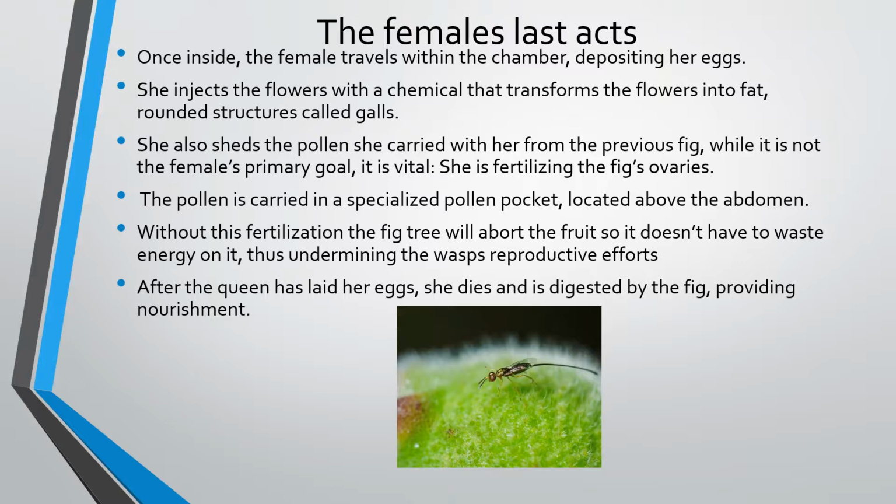Once she's in there, it is a little more technical than she just goes in and lays her eggs. Once she gets into the chamber, she ejects the flower with a chemical that transforms the flower into the fat structure called the gall. She also sheds the pollen she carried in her pouch. That's not her primary goal, but it's vital that she fertilizes the fig, because if she doesn't, then the fig will abort the fruit and she will lose all her young. The pollen is carried in a specialized pocket located above the abdomen. After the queen has laid her eggs, she dies and is digested by the fig for nourishment.